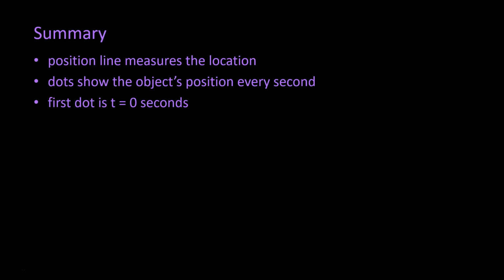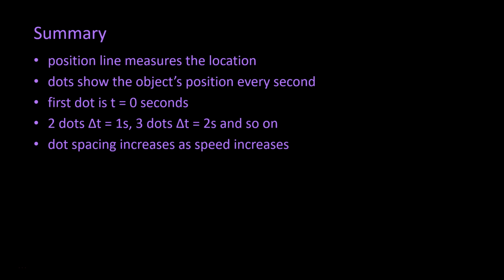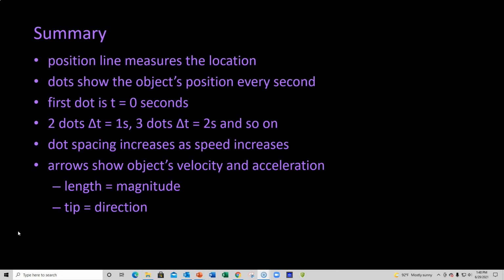We have a position line which measures the location. Dots show the object's position every second. The first dot is always going to be time equals 0 seconds. 2 dots means we have an elapsed time of 1 second, 3 dots an elapsed time of 2 seconds, and so on. You're always going to have one more dot than you have total elapsed time. Dot spacing increases as speed increases because the object is changing its position more in that second.